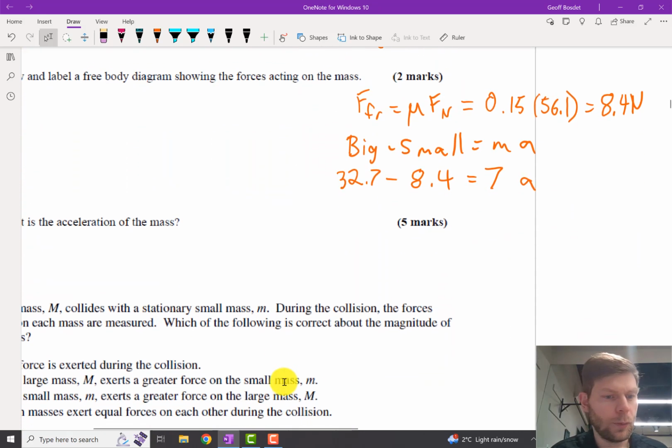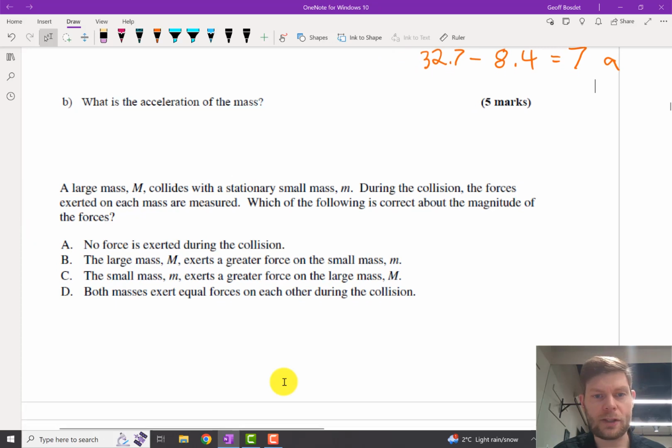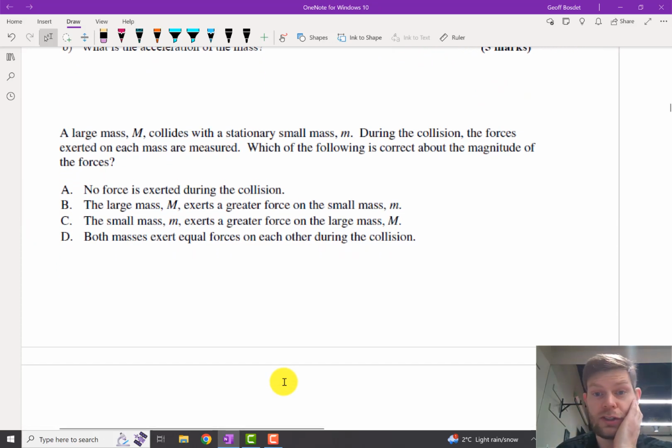Moving right along. A large mass collides with a stationary small mass. During the collision, the forces exerted on each mass are measured. Which of the following is correct about the magnitude of the forces? I don't even need to look at them. It's going to be the same. Anytime two things push on each other, it's the same. It's the whole Newton's third law.